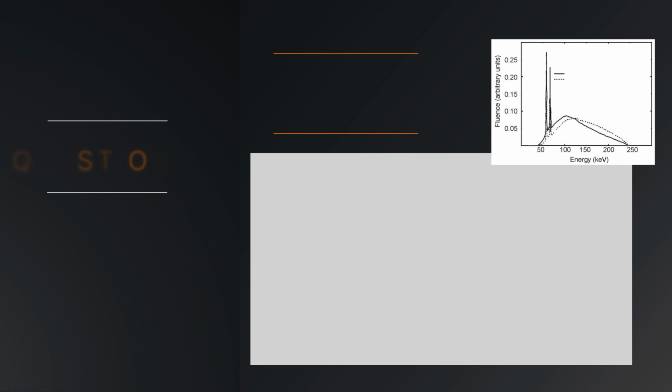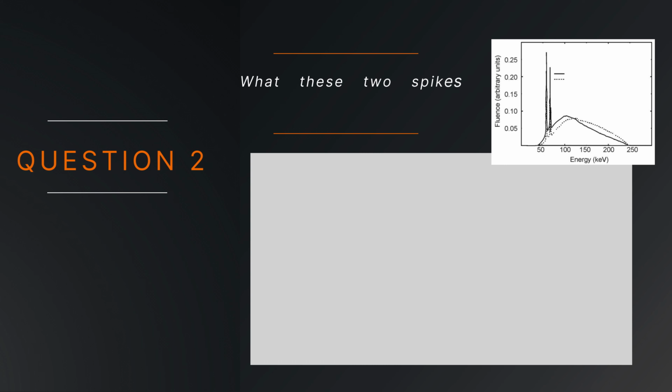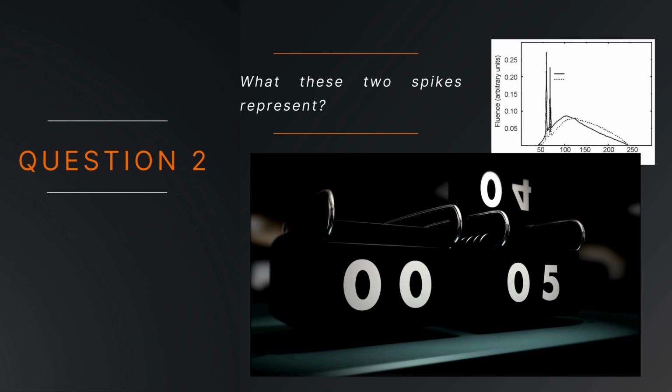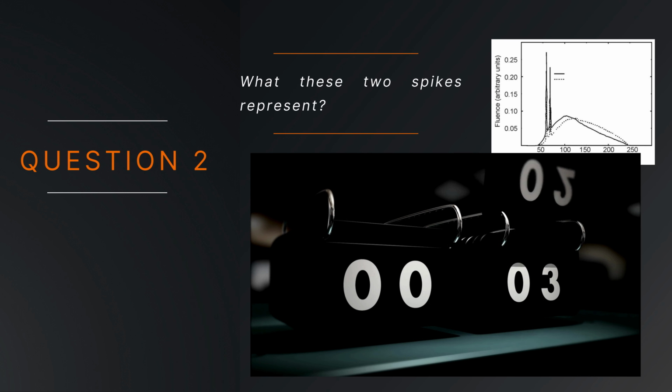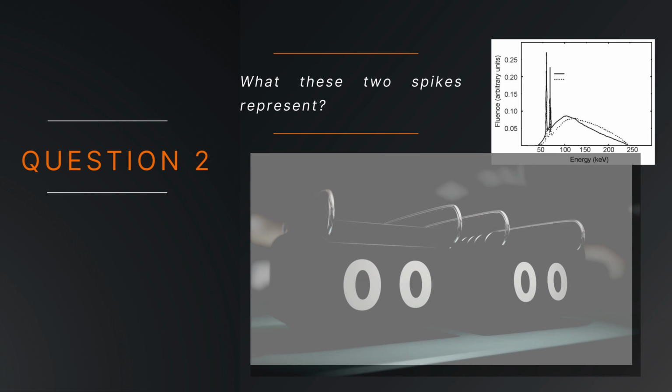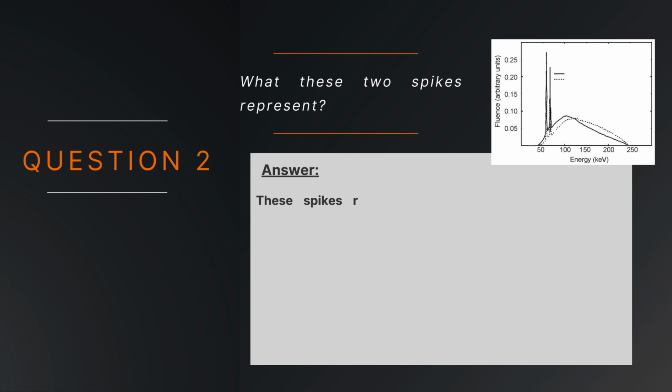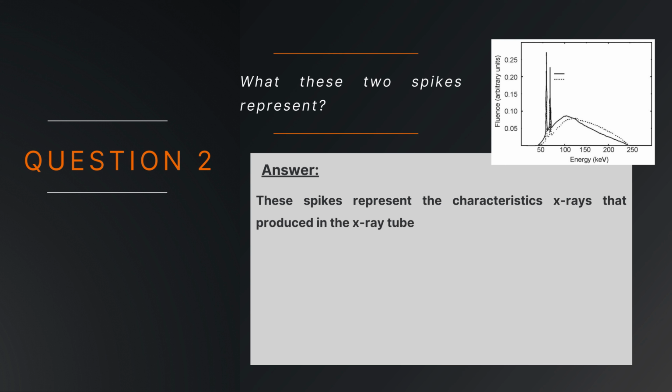Question 2. In the same figure, what do these two spikes represent? These spikes represent the characteristic X-rays that are produced in the X-ray tube target. For more information, please refer to the X-ray production video.